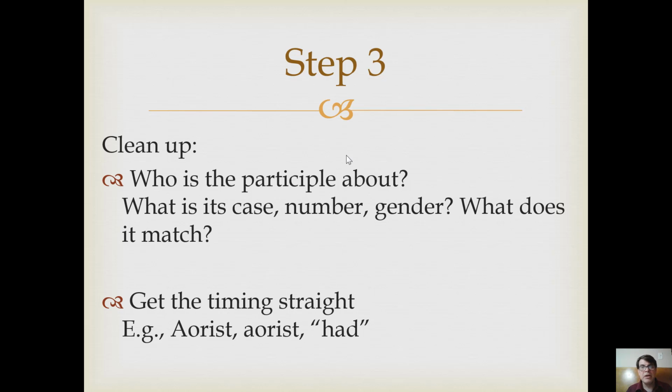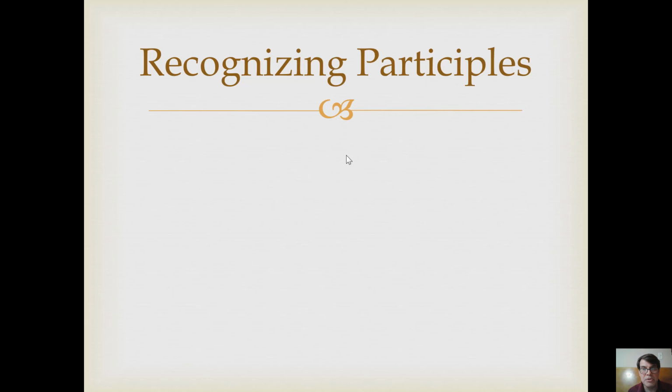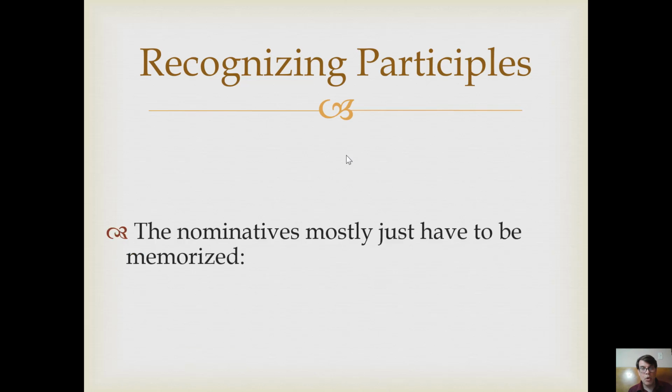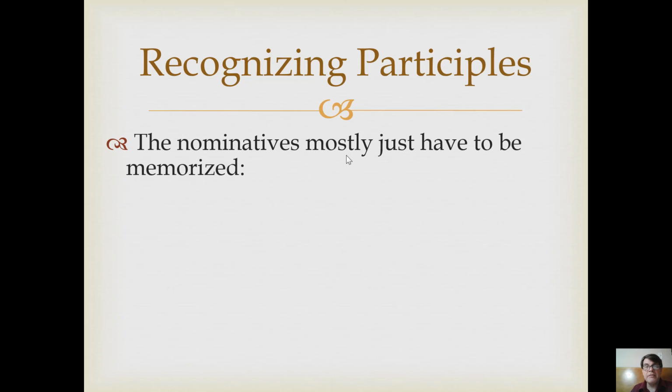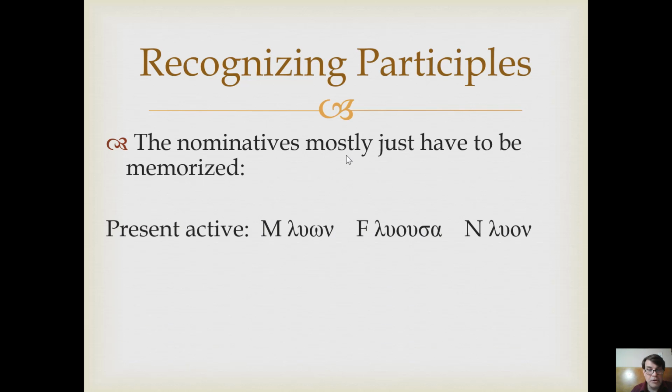Okay, so that's all about a crash review of how to translate participles. Now, how do we recognize participles? Well, the nominatives of participles mostly have to be memorized, and I'm sorry, there is a song. But for example, here are the present active nominatives. The masculine is luon. So you should learn luon as your very first participle you memorize. That's a masculine nominative singular present active participle. Usa is the nominative feminine singular present active participle.